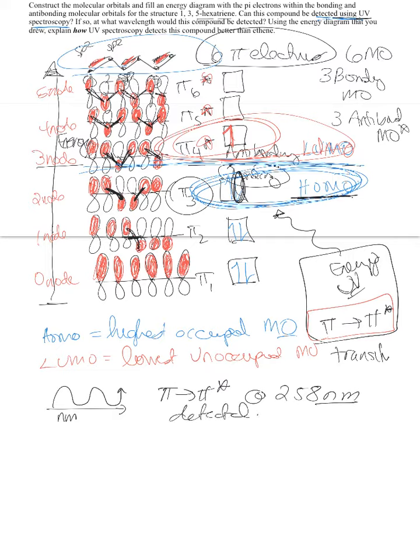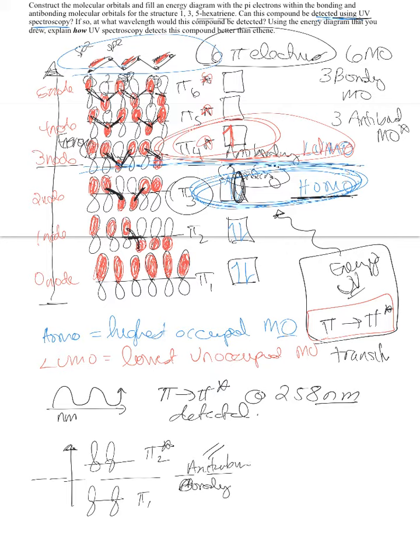Now, ethene. Let's look at ethene. Ethene has just 2 carbons, right? So if you look at its energy diagram here, you would just have the 2 here. That would be pi 1, and then you would have the pi star. And this would be your bonding. Remember, you have to have as many bonding as anti-bonding molecular orbitals. So this is your line. How many pi electrons? You have 2 pi electrons.